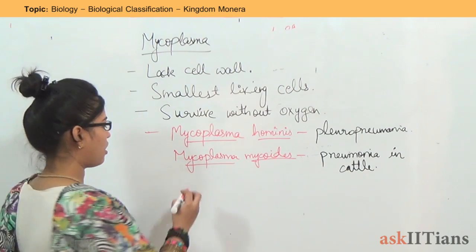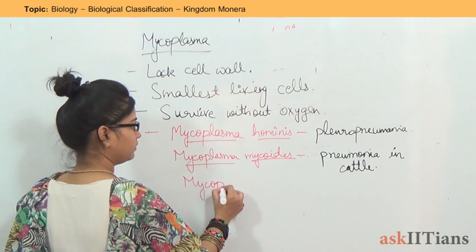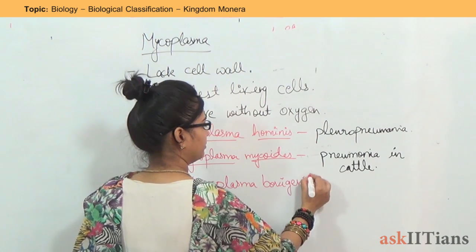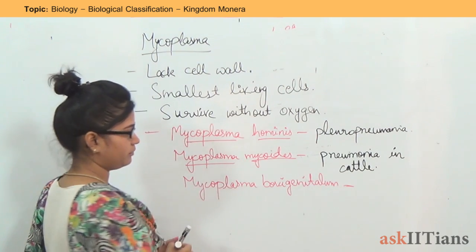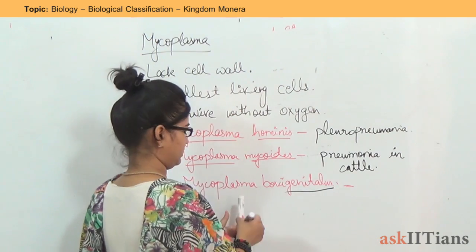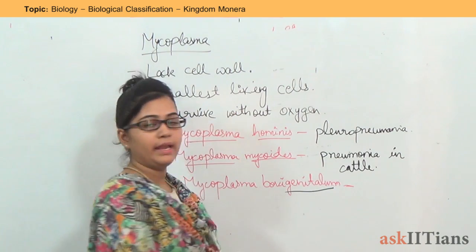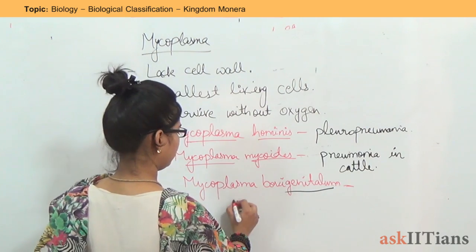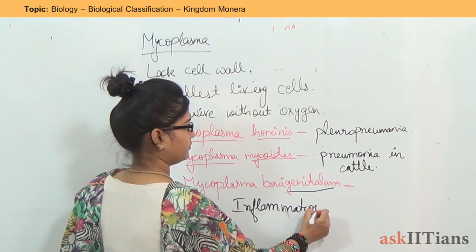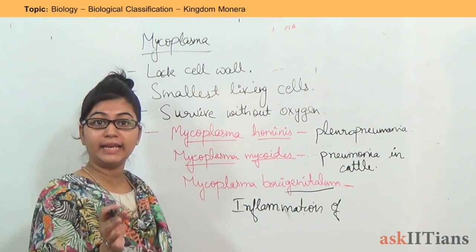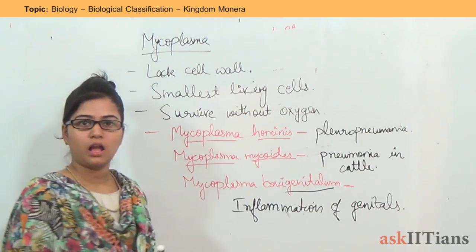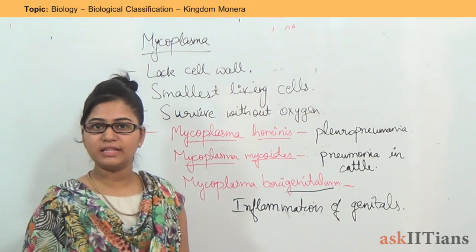Next comes the example of Mycoplasma bovigenitulum. Look at the name. It's saying genitulum. Okay, so what does this genitulum indicate? It causes inflammation of genitals in animals. The name itself is suggesting the disease. Okay, so this was all about the few examples that come under Monera.